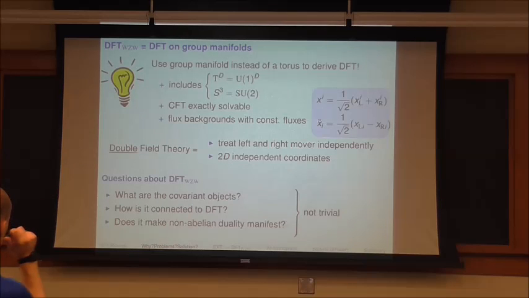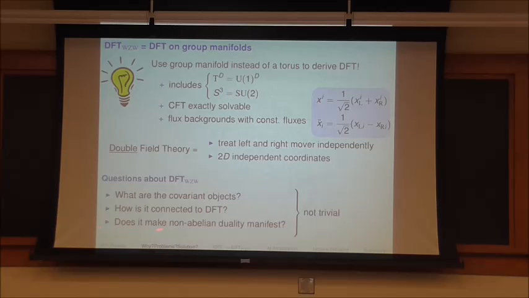So, okay, now we really know what we want to do and what we are interested in. And so naturally some questions arise about the theory. For example, what are the covariant objects? Is it still this generalized metric, or do we get something completely new? Then, of course, how it is connected to double field theory, I already told you. So we should see that it is some kind of a generalization, but how does double field theory fit in?